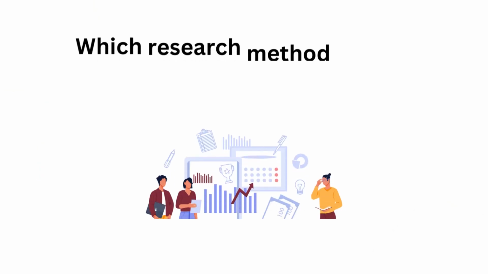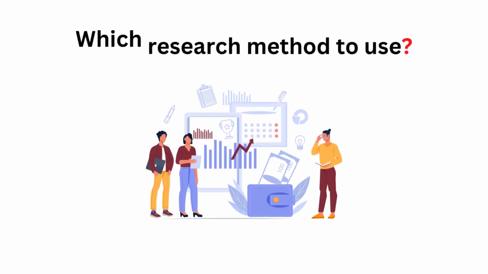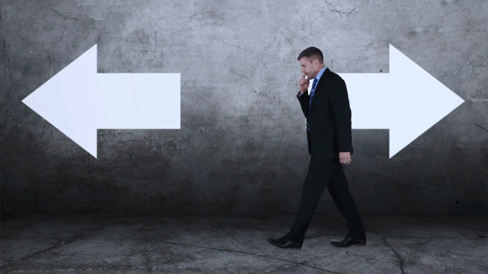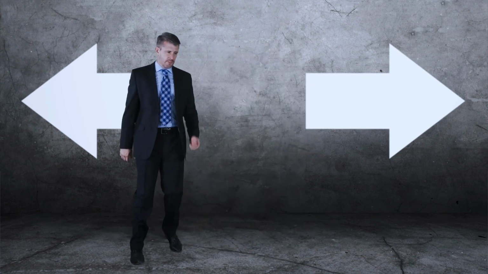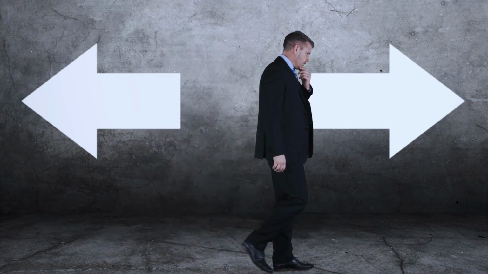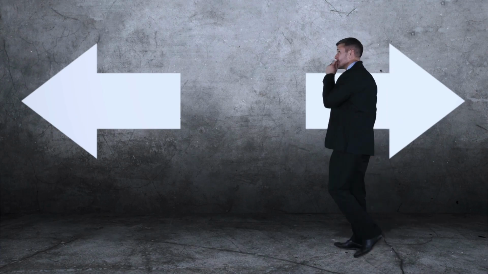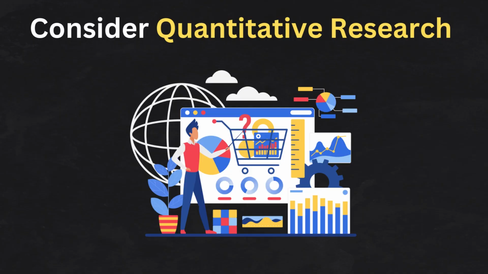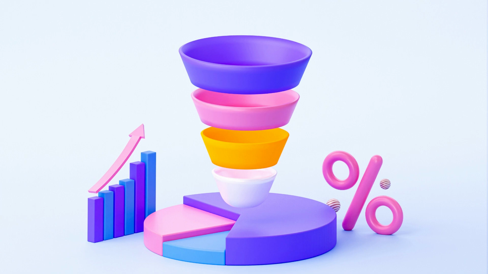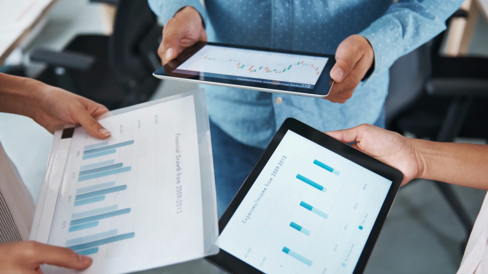Now talking about which research method to use. So choosing between quantitative and qualitative research methods for a particular research topic depends on several factors. Here's a simplified explanation to help you analyze which approach might be more suitable. Consider quantitative research when you aim to gather numerical data that can be analyzed statistically. Your research objective involves measuring, comparing, or predicting variables.